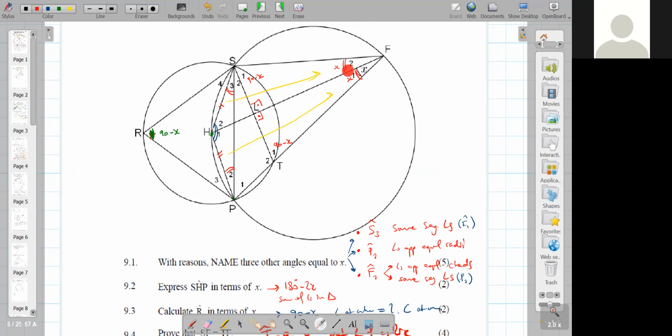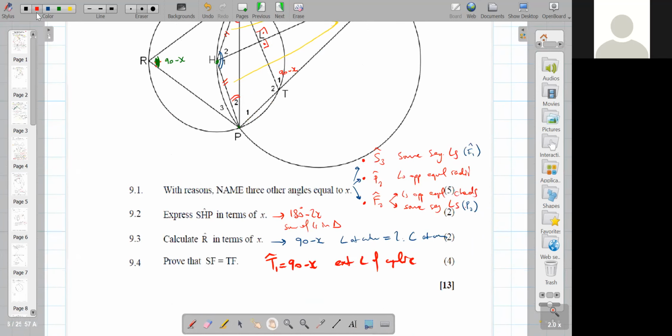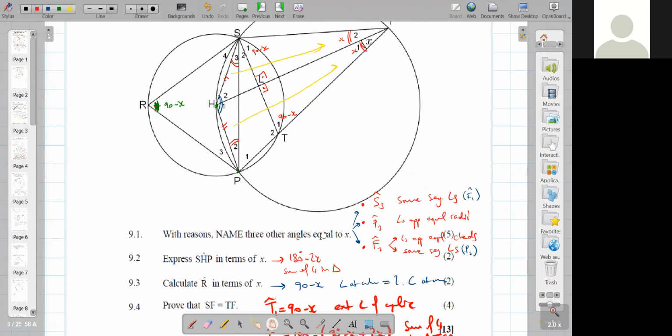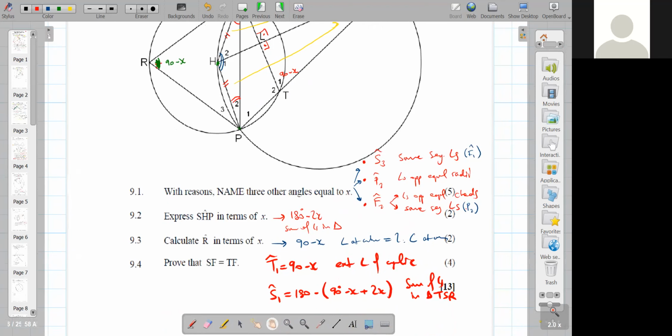Why? Because look at angle F. It is X plus X, 2X. So what is S1? Don't worry about finding those 90s and everything. I can just write the answer. What is S1? It's sum of angles in a triangle. 180 minus 90 minus X plus 2X. See, those are the other angles in triangle. So I can say sum of angles in a triangle. Which triangle are we talking about? TSR. Angle TSR. Okay, sorry, TSF, not R. TSF.